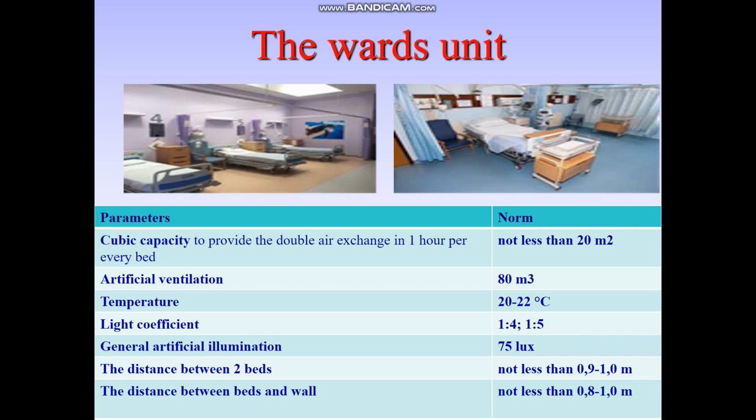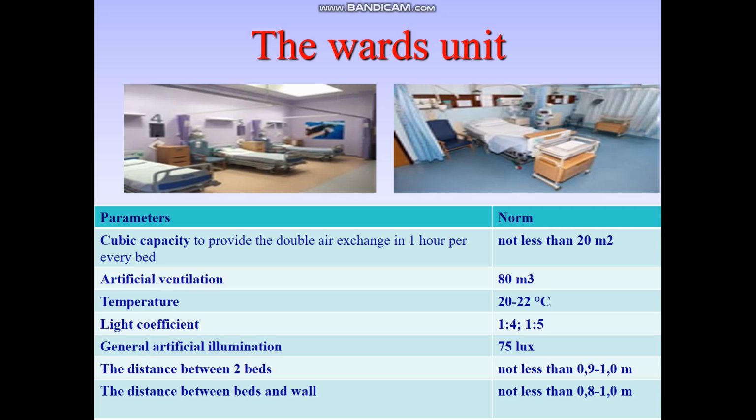The microclimate of the ward is also very important. The comfortable temperature is 20-22. The light coefficient in the ward should be 1.5-1.6. The general artificial lighting of the ward should be 75 lux by filament lamps and 150 lux by cut light. There is a special lamp in every ward.